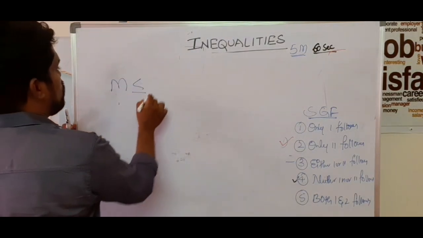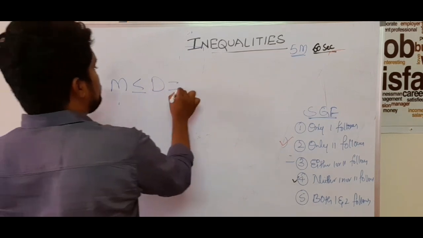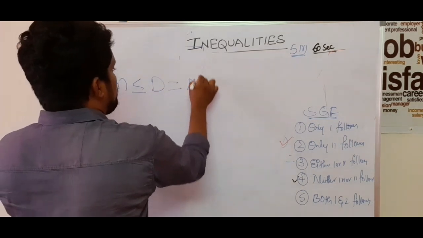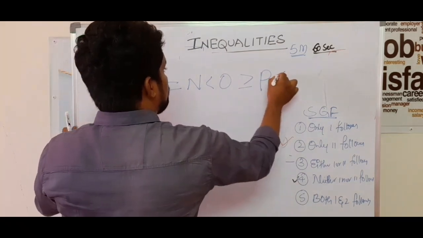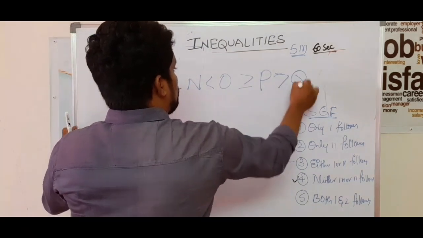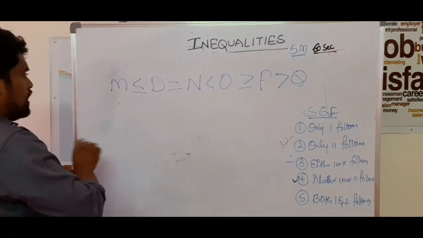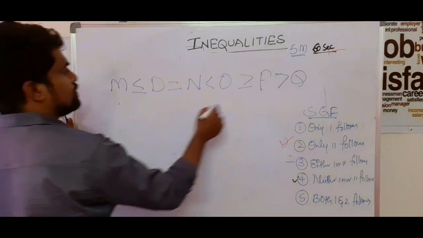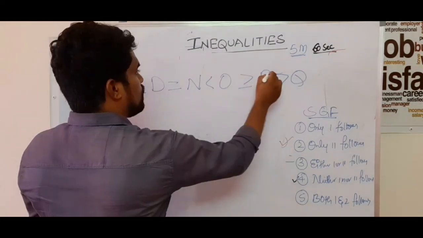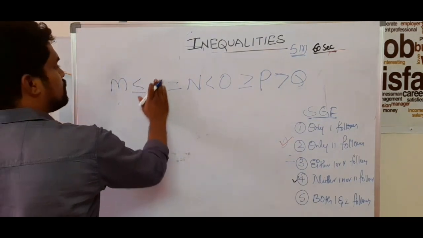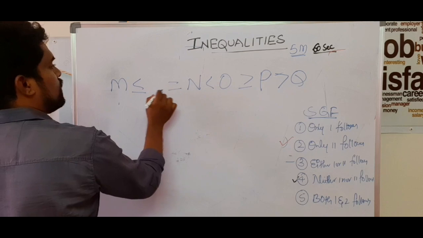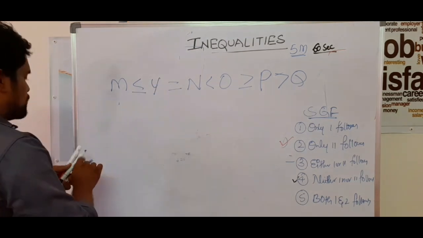Okay, we go for the second one. M less than or equals D, N, O, P, Q. I go for like Q or M and like some Y, right? Okay.